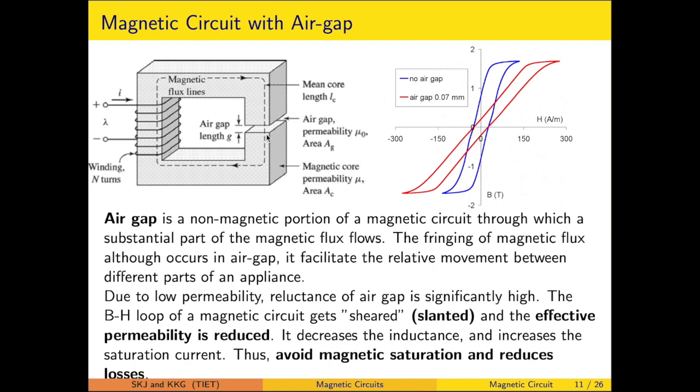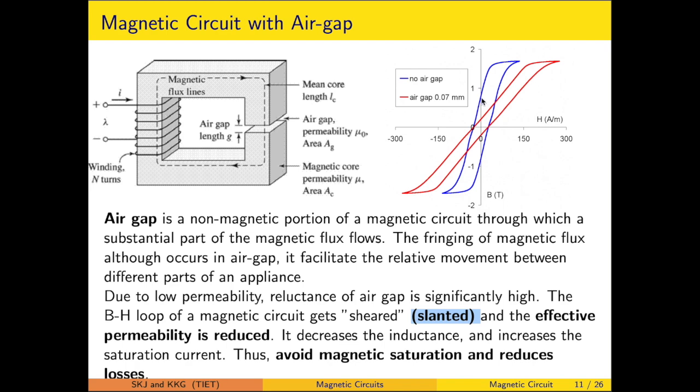Now the air gap is introduced likewise. What we see is that because of this air gap introduction, the BH curve gets slanted slightly. When it is slanted, we will see that for the same value of H, the B value is small.